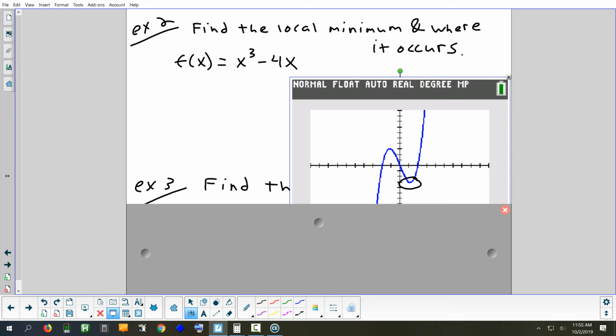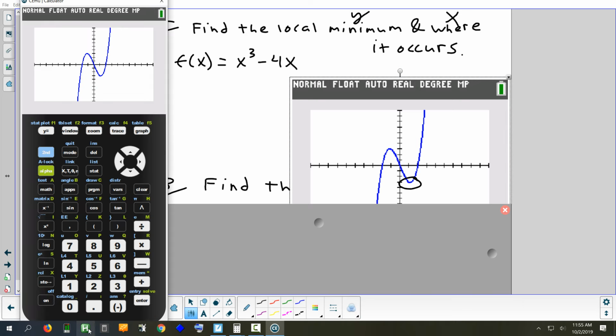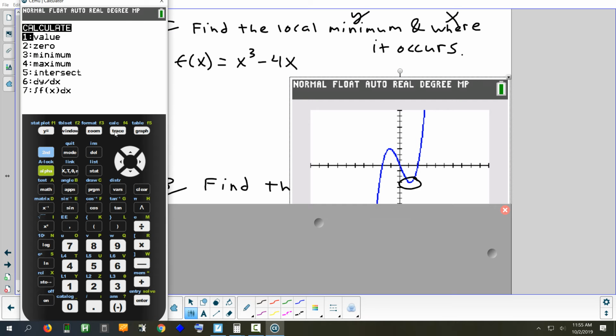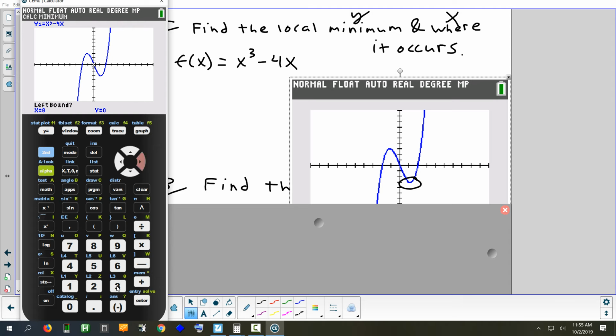And I'm going to try to make this very simple. The minimum itself is the y value. Where it occurs is the x value. Just make sure you keep those straight. So second, calc, minimum. Pick a point left, pick a point to the right, and do your guess.